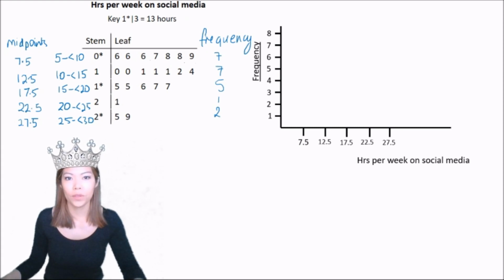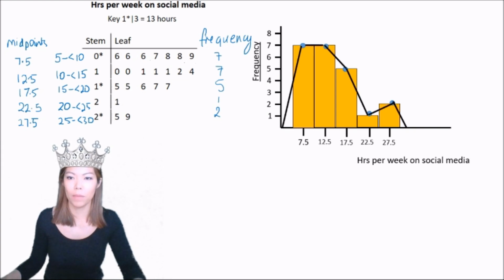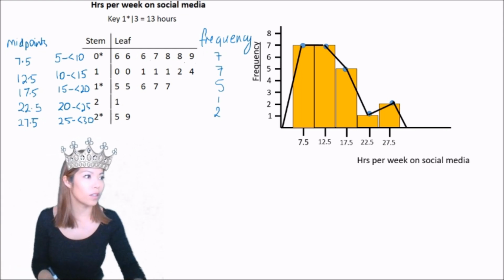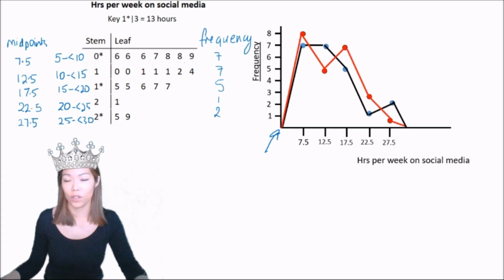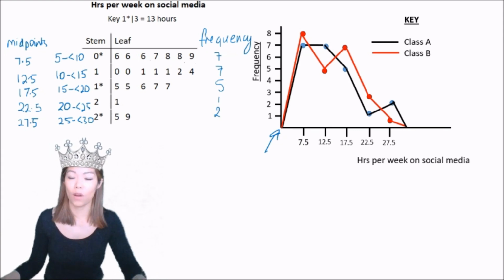So we look at the first one, 3. Next one, 7, 5, 1, and 2. So we've got our bars for our histogram. And for the frequency polygon, we put the dots in the middle, and then we join the lines. And remember to always join half a bar to the left and half a bar to the right. So these points here. Now frequency polygons are very handy when you have two class sets and you wanted to compare them. So class A and class B, for instance, you can put them overlapping each other.